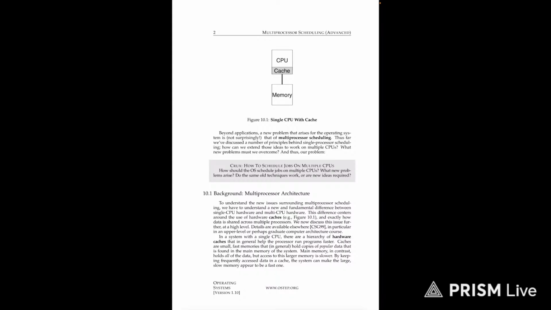Beyond applications, a new problem that arises for the operating system is, not surprisingly, that of multiprocessor scheduling. Thus far, we have discussed a number of principles behind single processor scheduling. How can we extend these ideas to work on multiple processors? What new problems must we overcome?